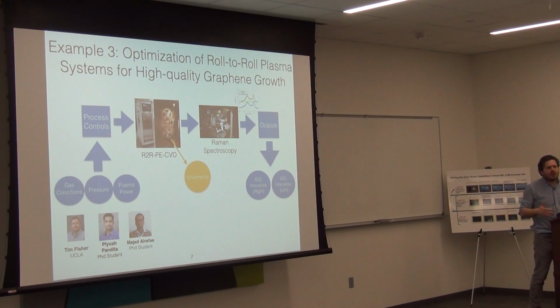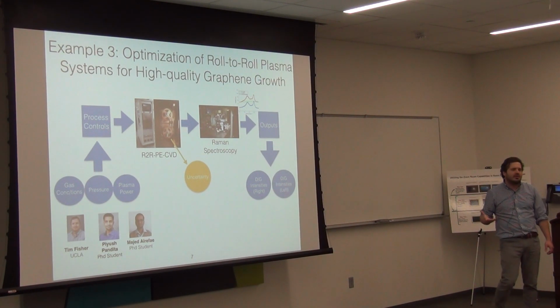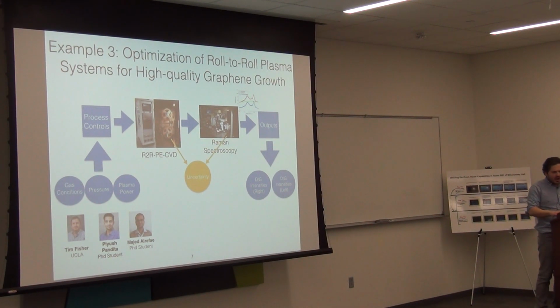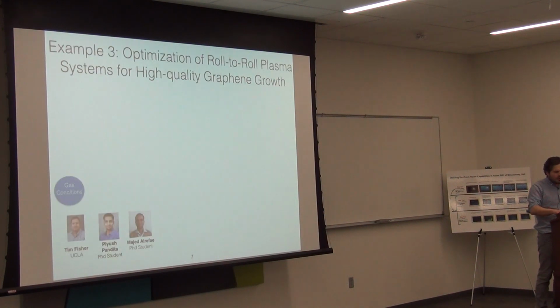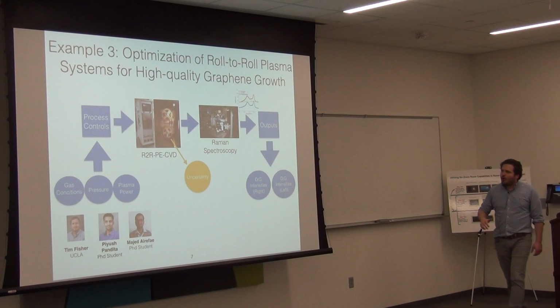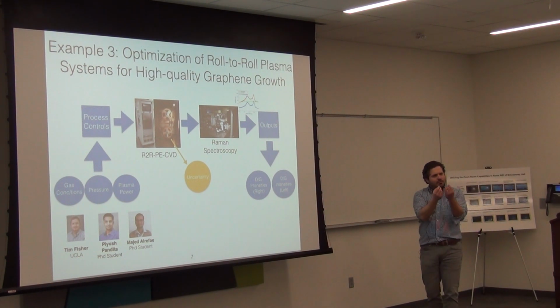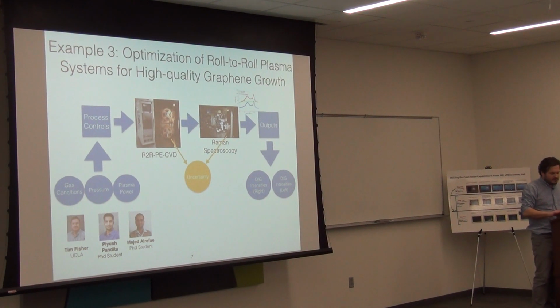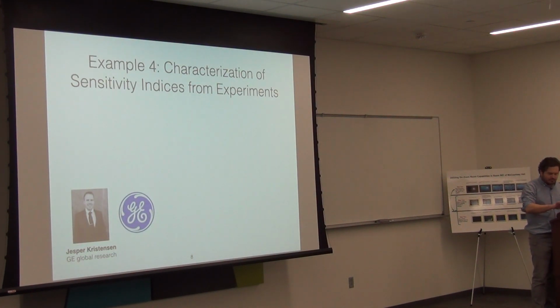By the way, there's no known model of the process. We cannot model the process. It's extremely complicated. And of course, there's an uncertainty in the Raman spectrum. And then our goal was, just to give you the idea, to find the operating conditions that give you the optimal quality of graphene. And hopefully our PhD students can make a lot of money out of that.